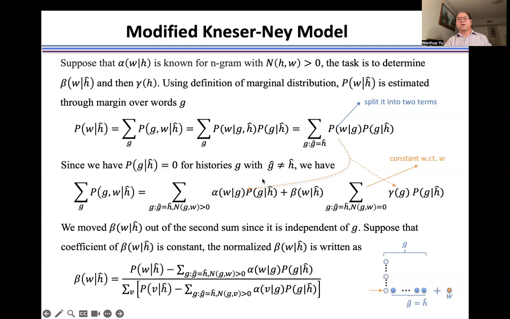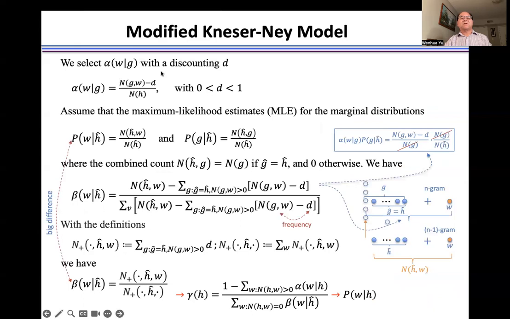And then we use alpha and beta to substitute this P to calculate the margin of the joint probability over this G. This first term is related to alpha, and the second term is related to beta. Because beta has no relation with this G, we moved this beta out of this sum. And then we calculate the normalized beta function here. To calculate the beta, we need to calculate this P and this product of alpha and P.